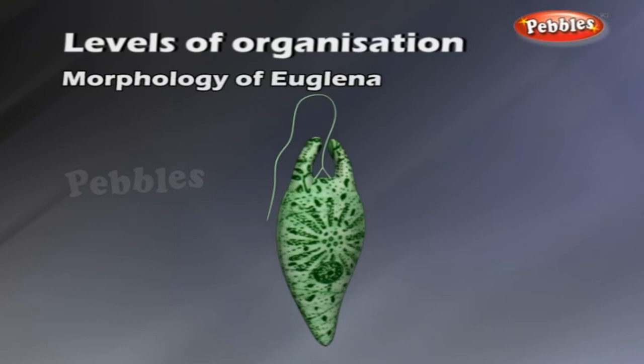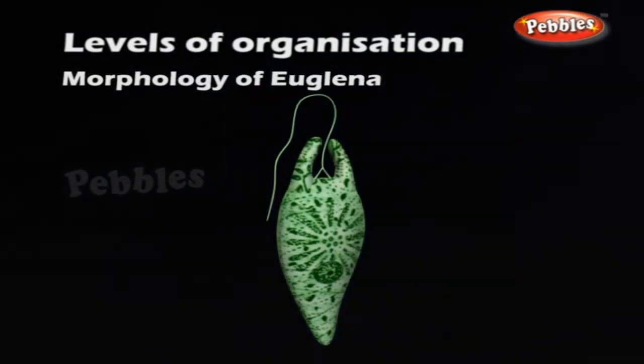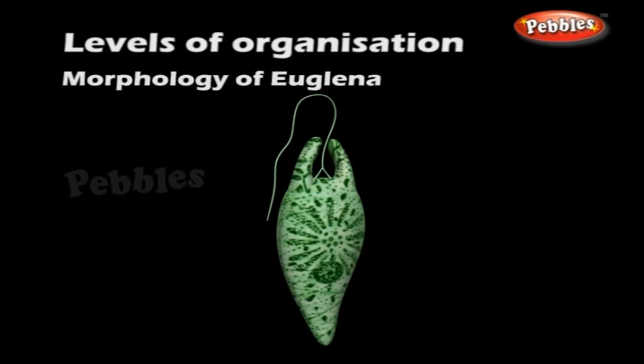At the anterior, blunt end of the body, there is a funnel-shaped depression called cytosome or cell mouth. Cytosome leads into a short canal called cytopharynx or gullet. The lower end of the gullet is enlarged into a sac-like structure called reservoir. There are two flagella seen in the mouth region of Euglena. One is long, thin, and whip-like, emerging from the reservoir beyond the cytosome. Another one is shorter, which lies within the reservoir. The long flagellum helps in locomotion.